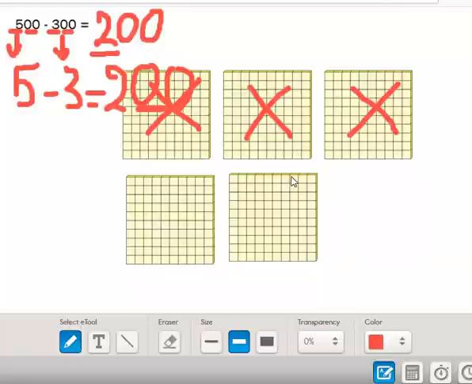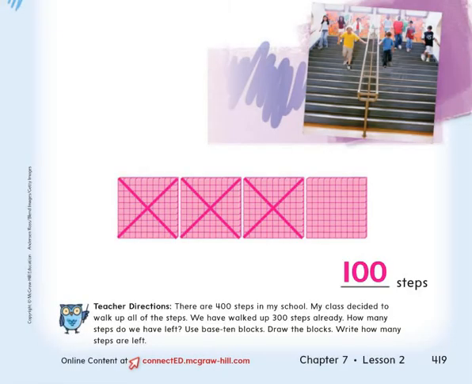the hundreds. So now please, grade 2, be sure to draw these blocks in your book, page number 419. And right here, 400 minus 300 equals 100. There are 100 steps left.